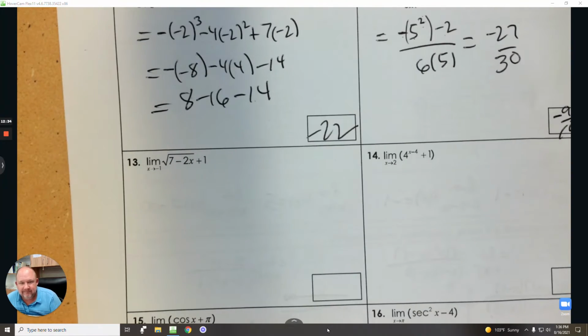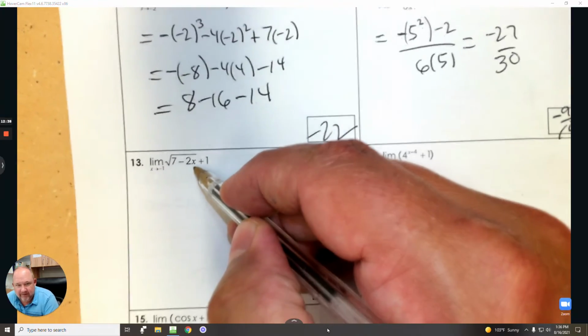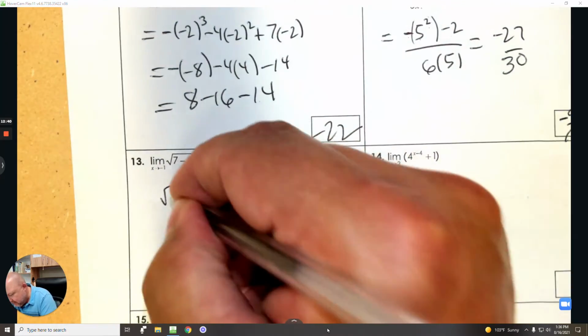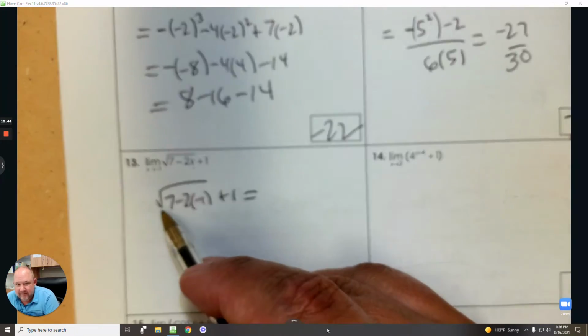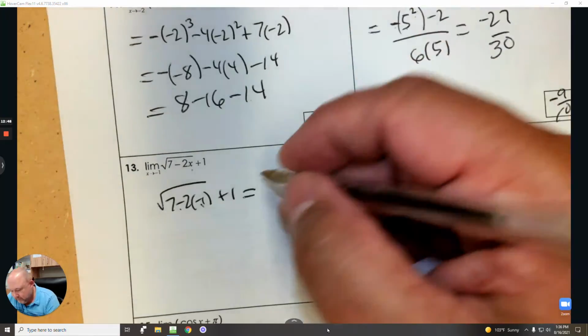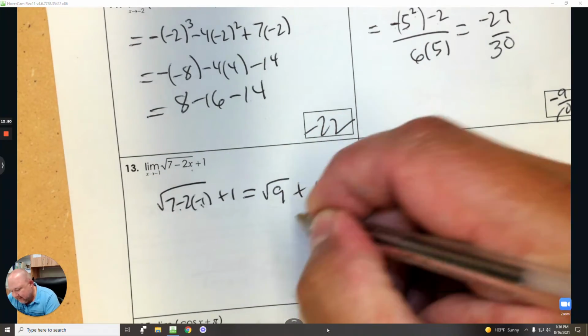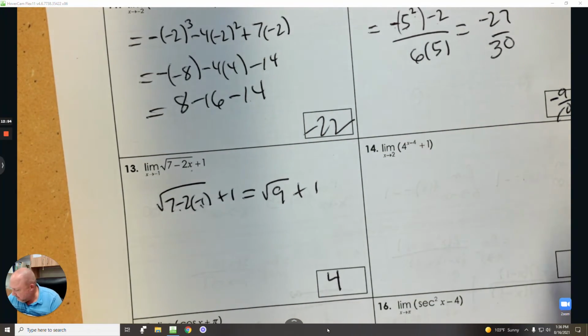Number 13. I want to evaluate this limit. So at negative 1, it's not a discontinuity. So you can just evaluate it. This is a negative times a negative. So it's 7 plus 2. That's the square root of 9. So that's 3 plus 1. And there's where 4 comes from.